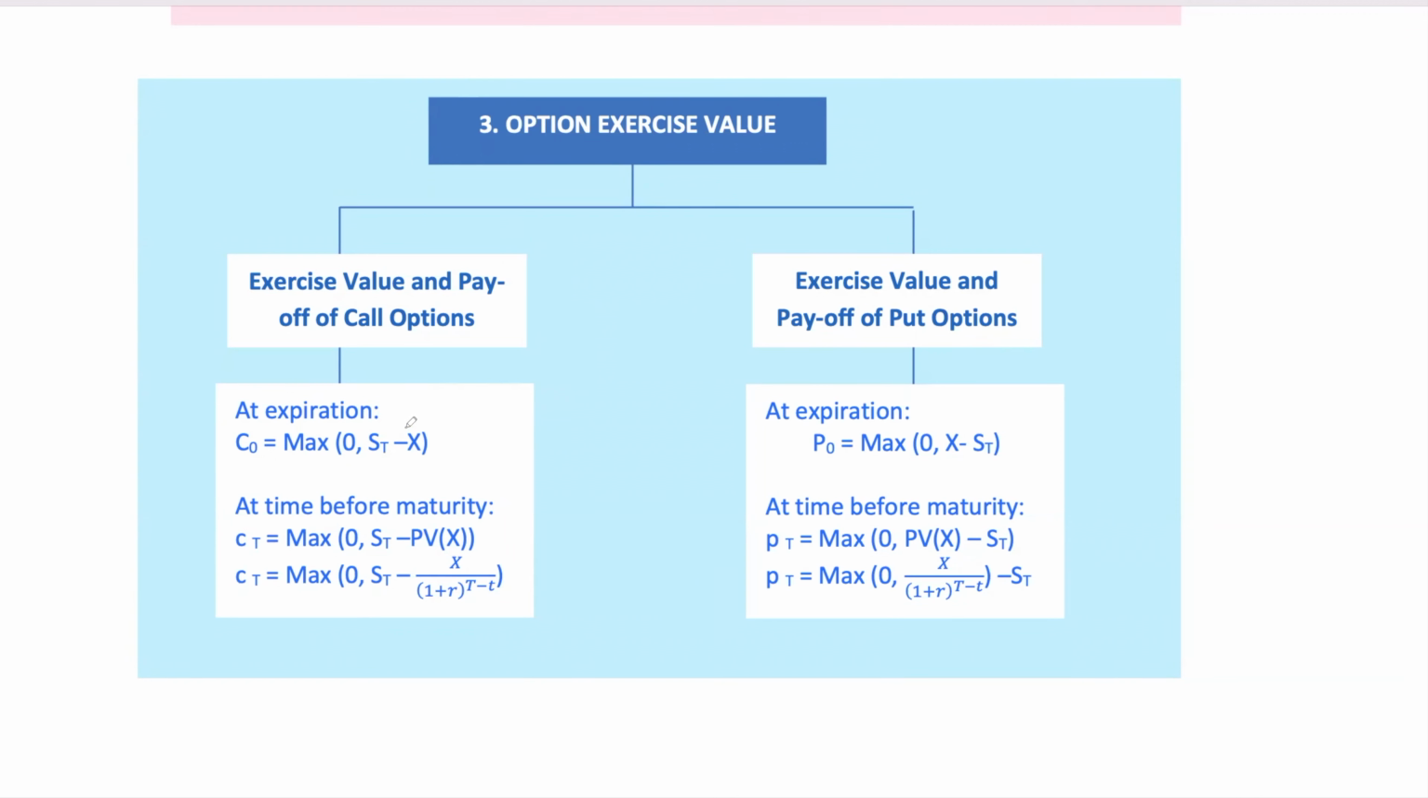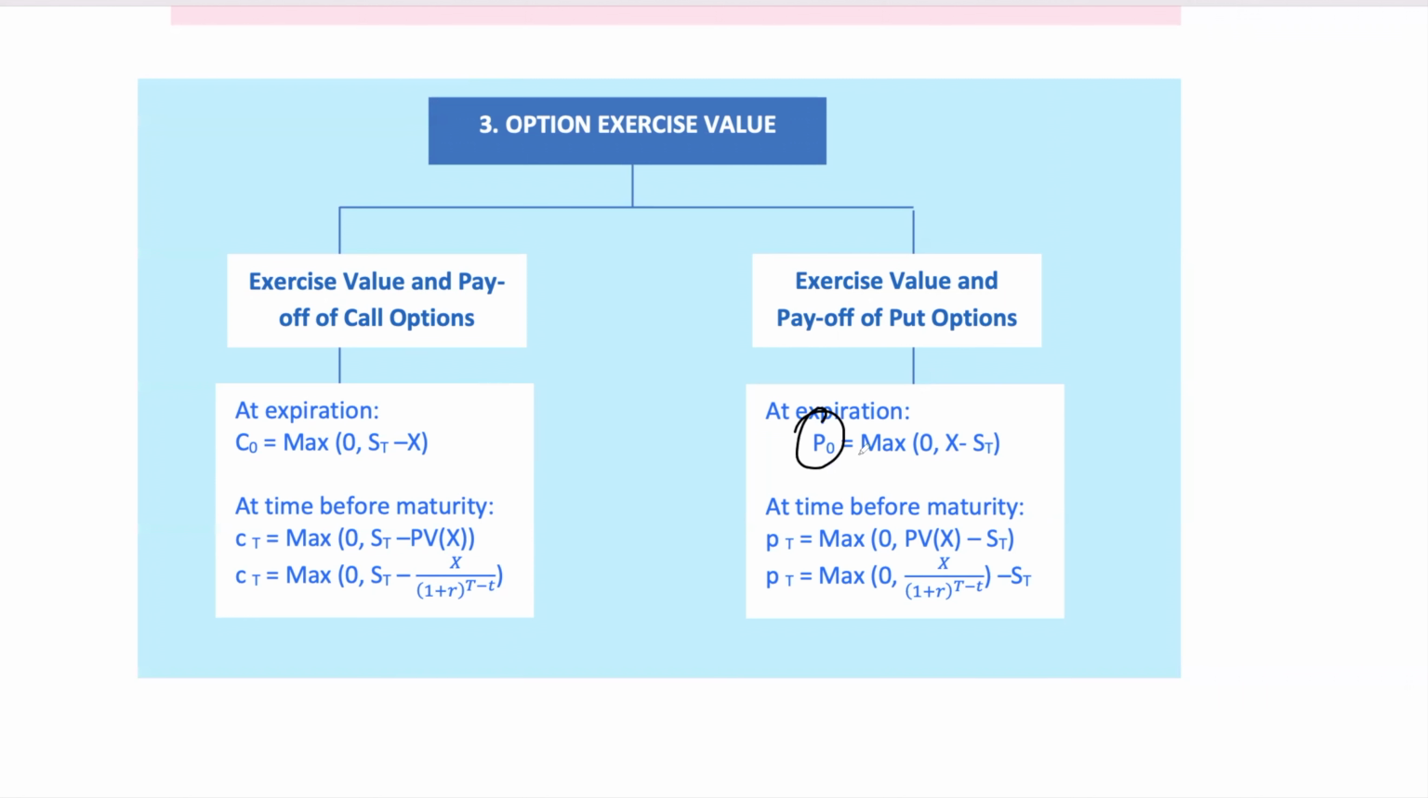So if you had the right to buy a stock at 100 and at expiration the stock is at 110, your payoff is 10. If the stock was at 90 instead, you just walk away from the option and lose only the premium you initially paid.